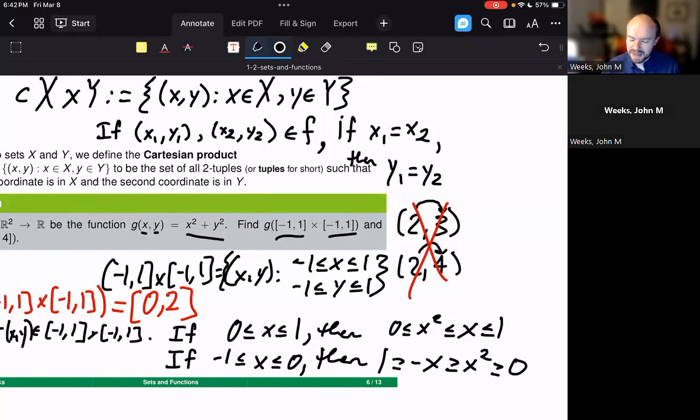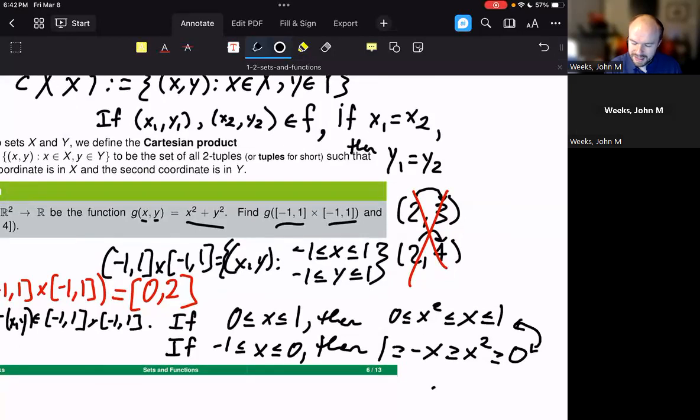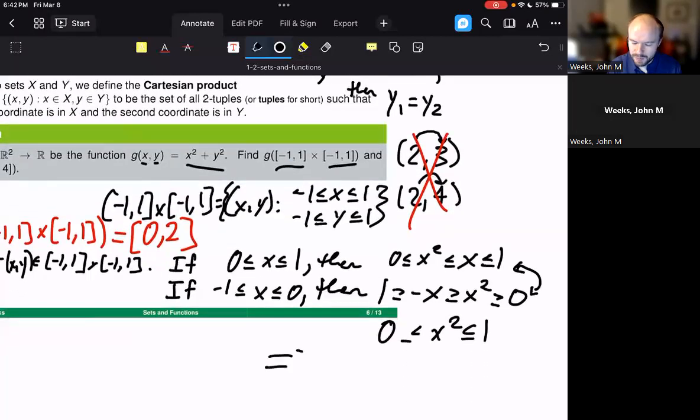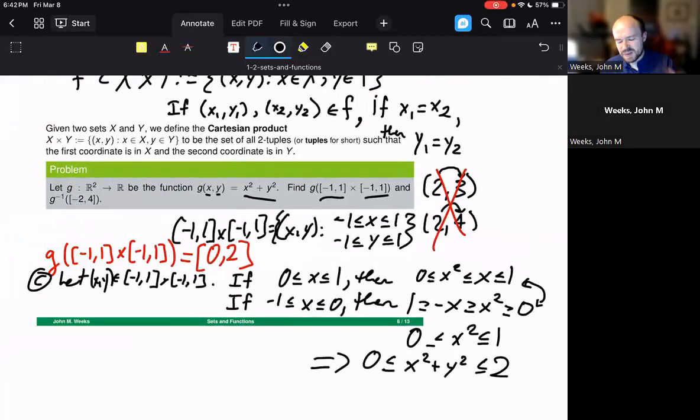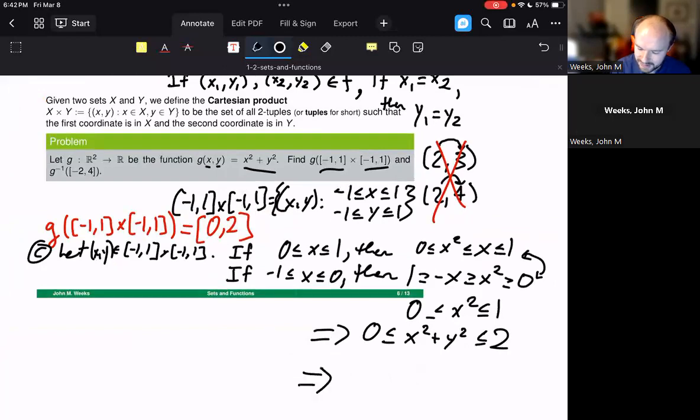So notice here that, when I combine these two things together, x squared is less than or equal to 1. What that means is that this is going to imply that x squared plus y squared is going to be in between 0 and 2, because the same rules apply for y squared. So this gives me this inequality for this problem. And that gives me the subset inclusion that I would like, which is that g of [-1, 1] cross [-1, 1] is a subset of the set going from 0 to 2.